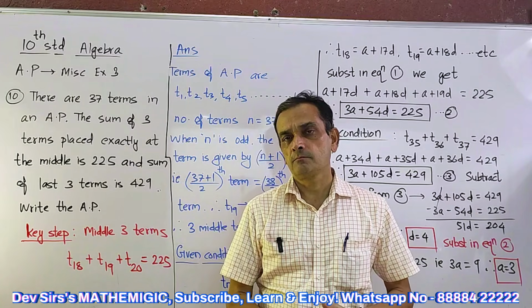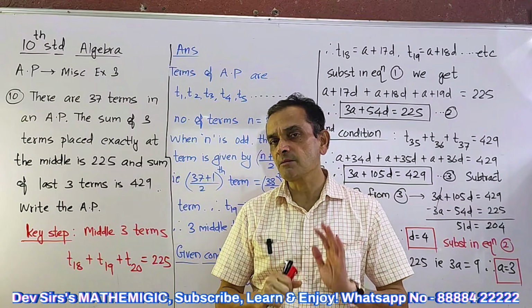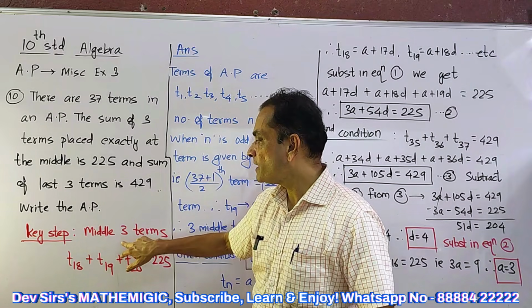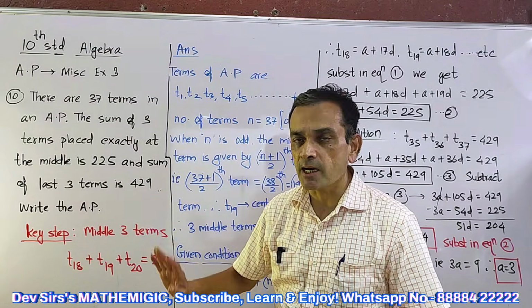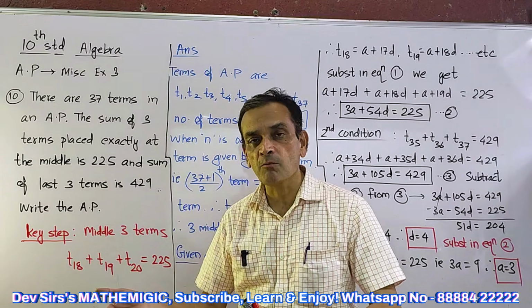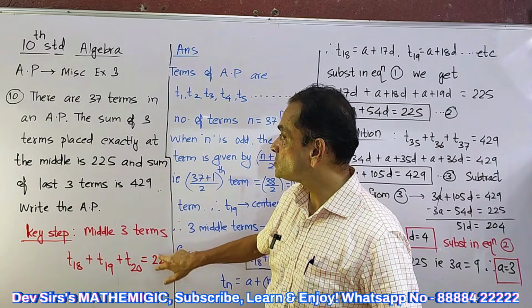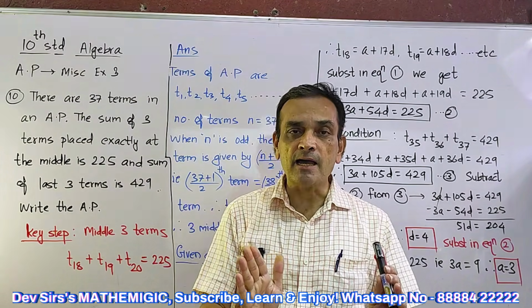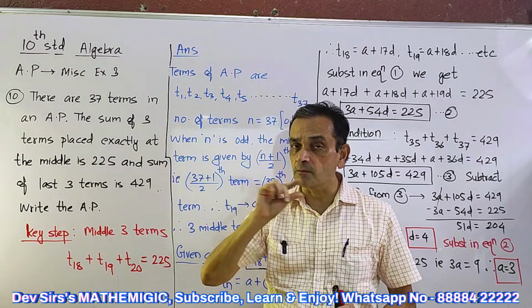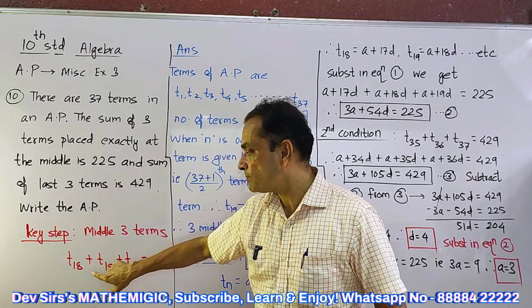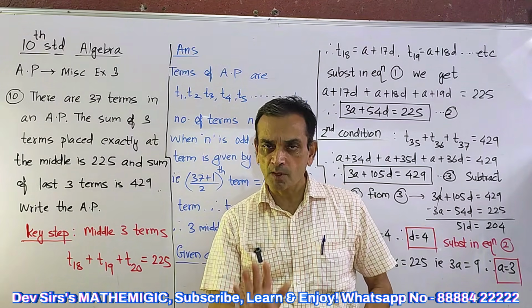इसका मीनिंग क्या है? तो पहले की स्टेप देखो. In the first step you have to remember the middle 3 terms of that AP are given as T18 plus T19 plus T20. Sum of the middle 3 terms, that is 225. The sum of 3 terms placed exactly at the center of 37 terms. So how do we get this? ये कहां से आ गया है? T18 plus T19 plus T20.